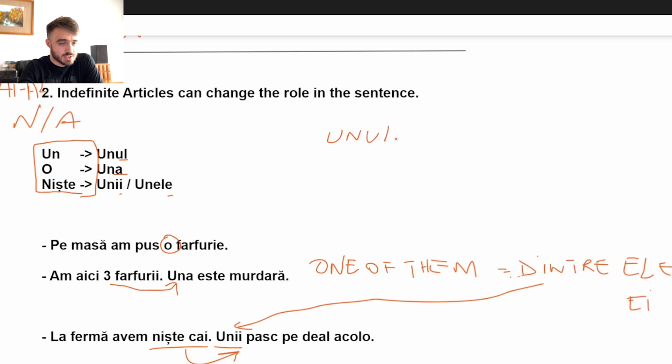So if you start a sentence out of the blue with unul, una, or unii, it means usually people, like it's just a guy, a woman, some dudes, right? It's more informal, and this can work, definitely. But bear in mind that if you just start a sentence with unul, una, you don't really have a context to refer to, so you assume it's people.